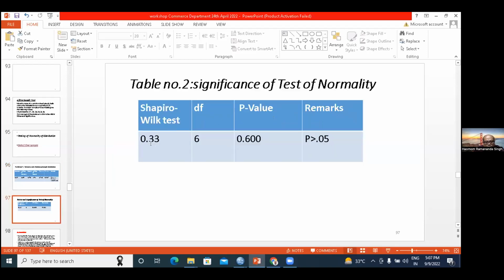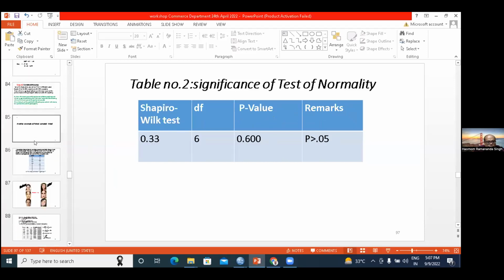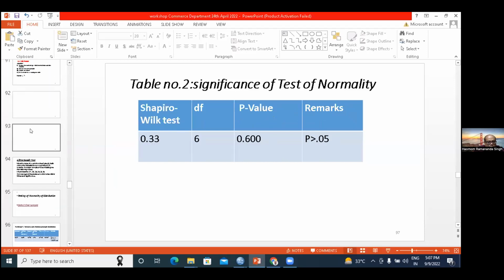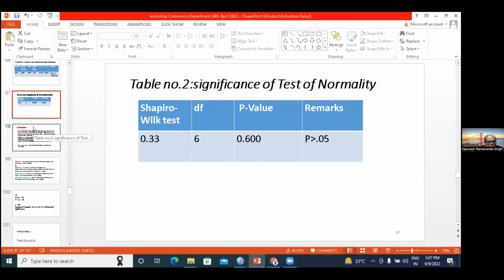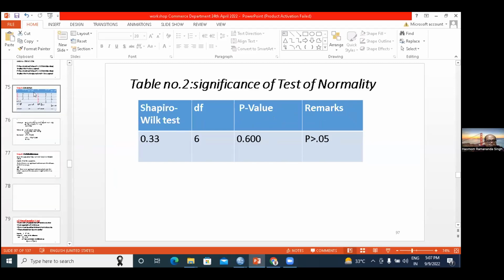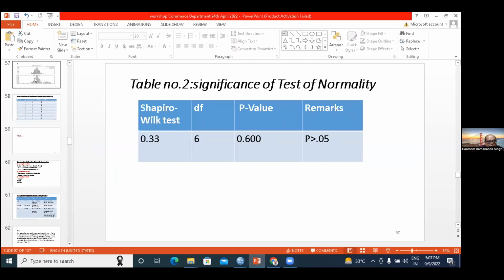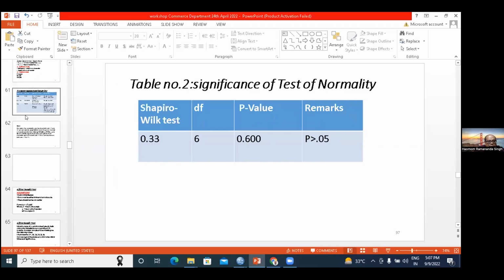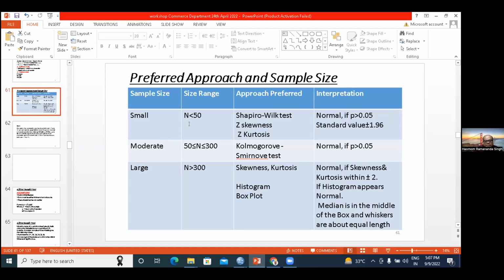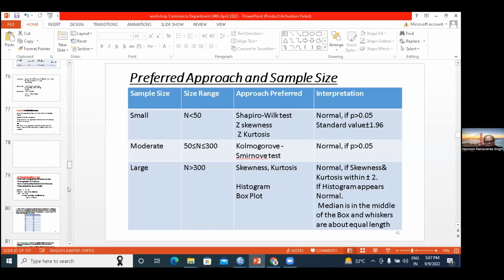The Shapiro value was 0.33, and the p value was 0.6. So p is greater than 0.05, so data is normal. I've shown you this one. Do you remember? If your sample size is less than 50, then the p value should be greater than 0.05, and the standard value should be plus minus 1.96. So this indicates that our data were normal.